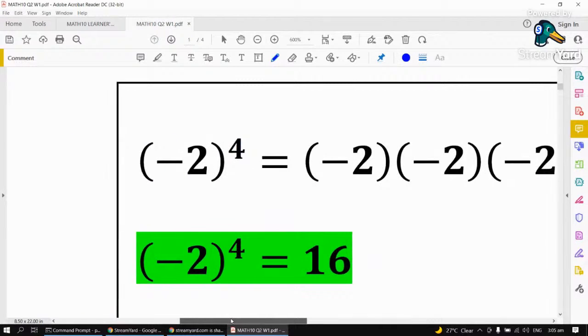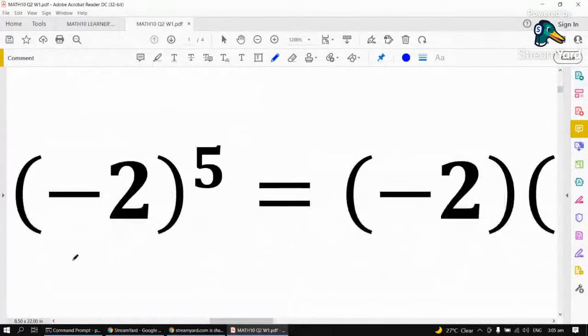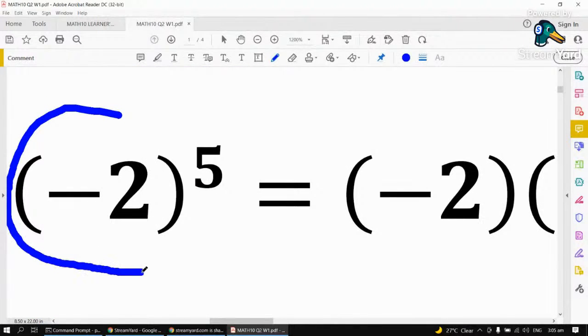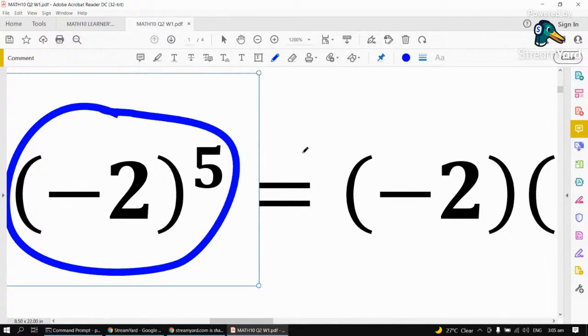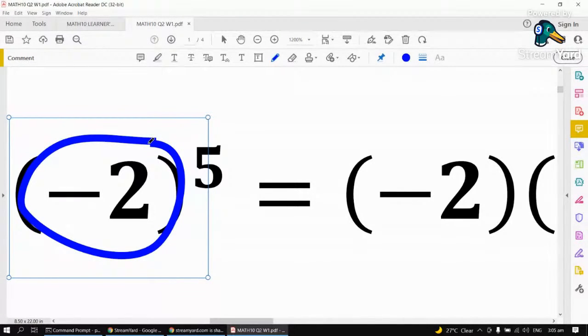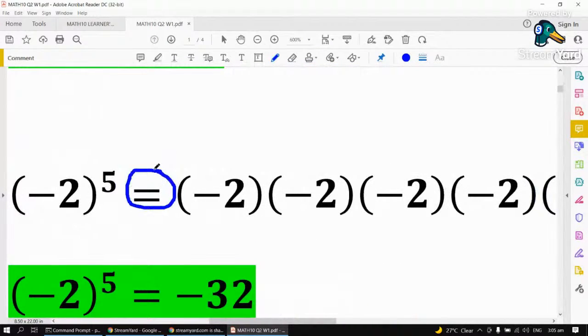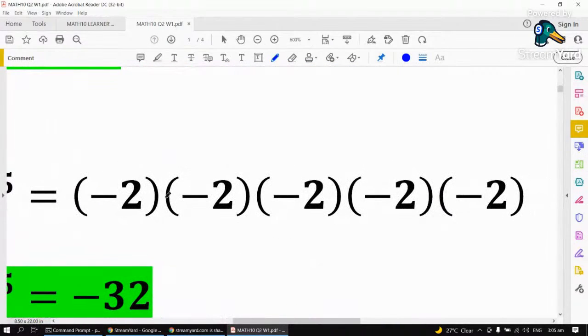So, paano naman kung odd? Example natin, ito. Negative 2, exponent 5. So, ibig sabihin, itong negative 2, multiply mo sa sarili niya ng 5 beses. So, this is equal to negative 2 times negative 2 times negative 2 times negative 2 times negative 2. Ilang beses yun? 1, 2, 3, 4, 5. So, 5 beses.